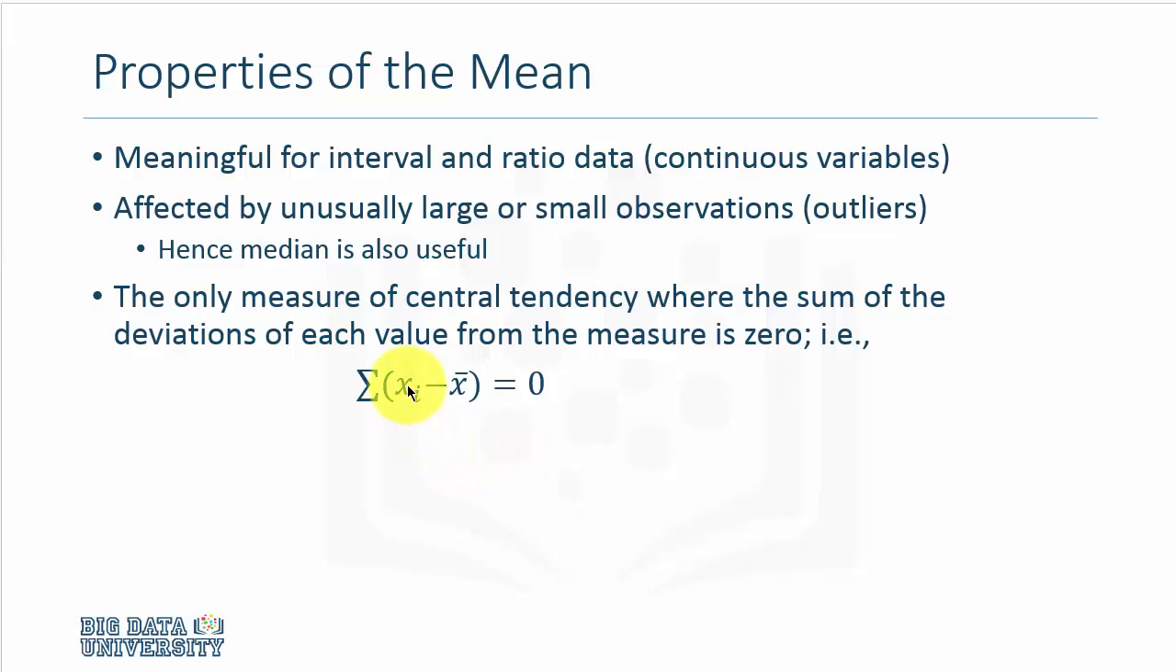There are several properties of the mean and they're meaningful, but one of the characteristics of a mean is that if you take the difference between the average value for a variable and subtract the average from all the observations and sum them up, that sum would be equal to 0.